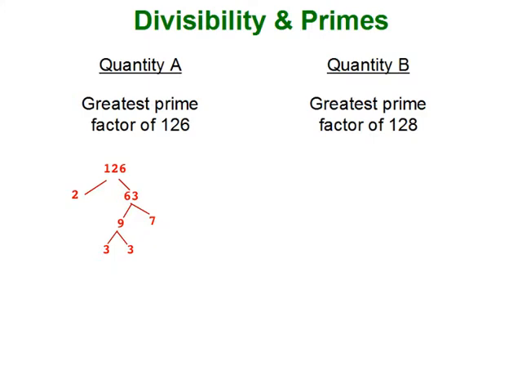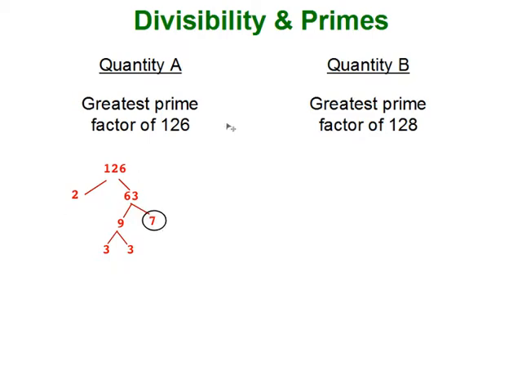Myself, I usually just start, if it's an even number, dividing it by 2, unless there's an immediate recognition of a bigger, easier number that would go into it. So 2 and 63. 63 breaks down into 9 and 7. 7 is prime, and 9 breaks down into 3 and 3. So for the number 126, the biggest prime factor is 7.